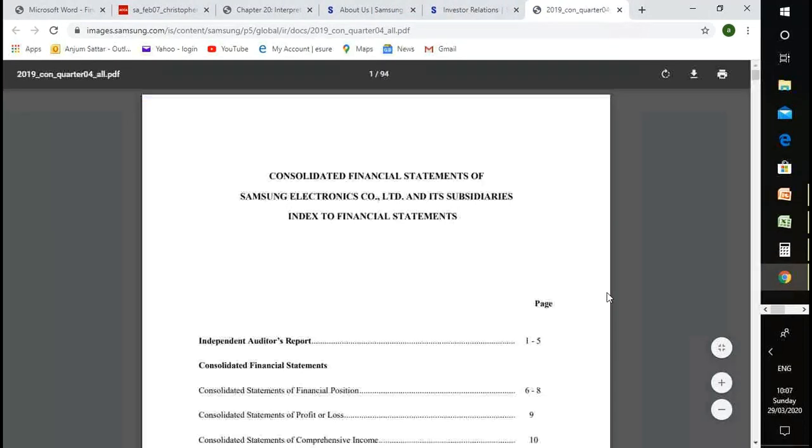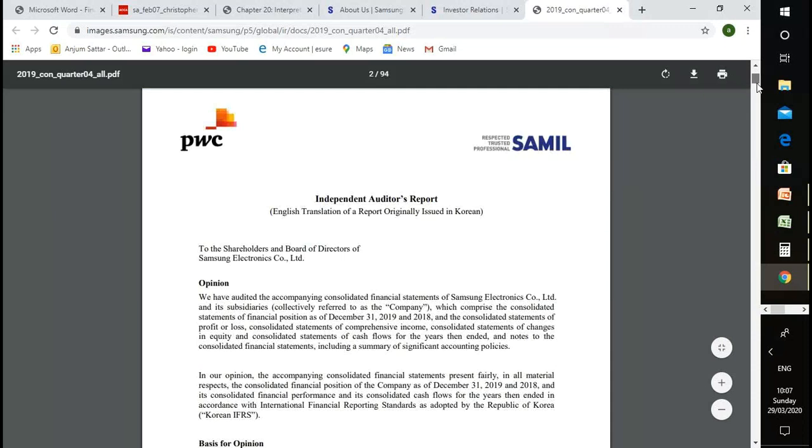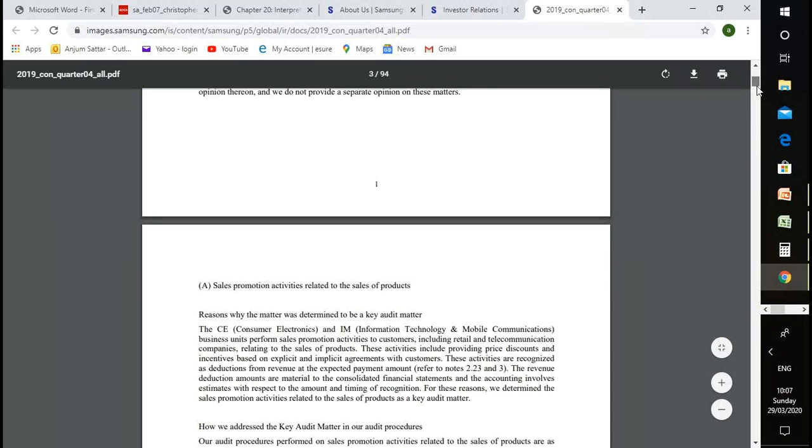And we can download this statement. And then which statement, how many types of statement do we prepare?